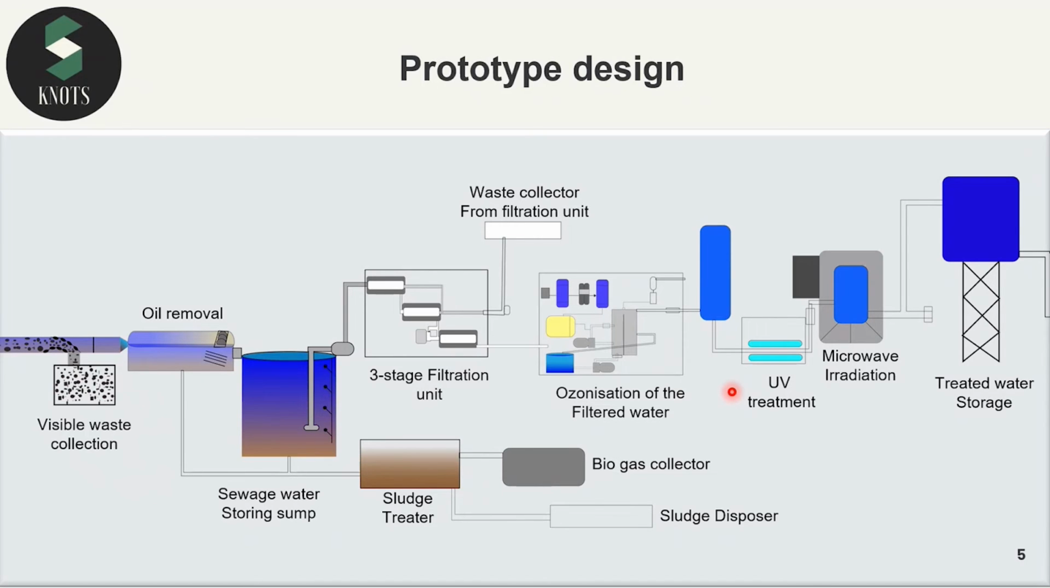After ozonization, the water undergoes UV treatment, where UV rays are passed through water and any microorganisms further left in water are killed. The water then goes for microwave irradiation, where excess of ions and compounds are removed using microwaves.